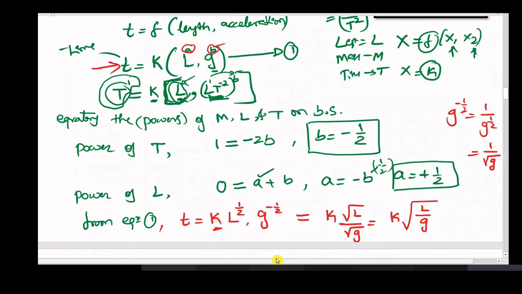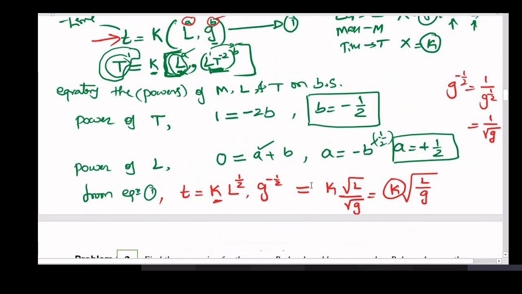So the value of K depends on experiment. This value of K depends on the experiment they have conducted for the given pendulum. They give us 2 pi as the value of the constant K. So what will be the final expression for the time period T? T is equal to 2 pi square root of L by g, the equation for the time period of this pendulum. L by g, it is a square root.